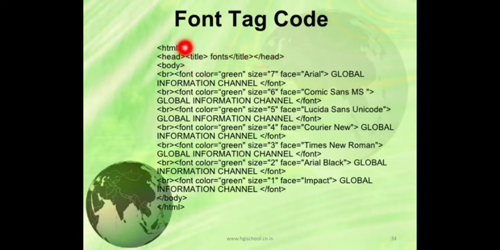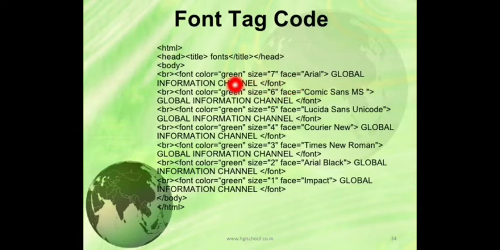This is the basic HTML structure that we have to write in the notepad. BR is for the new line, so that there can be a blank line above this text. Here, "Global Information Channel": first of all you can see the font tag is used, space, first attribute and its value, space, second attribute and its value, then again space, then third attribute and its value. So the font tag has three attributes: color, size and face.